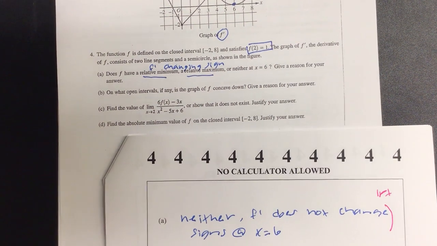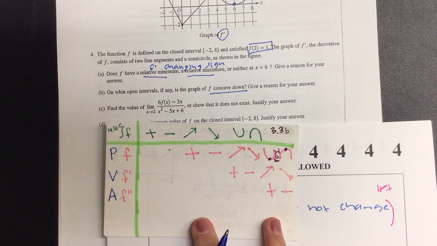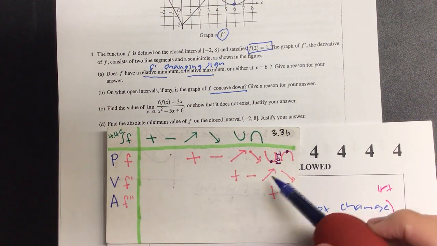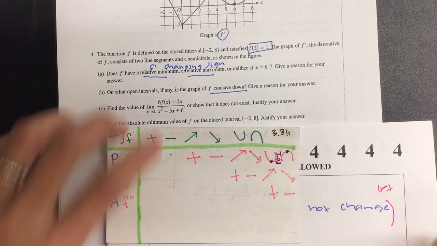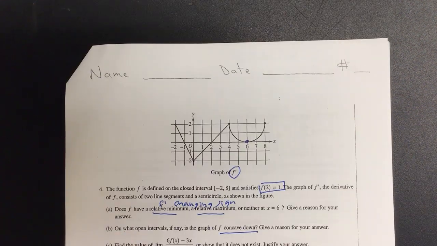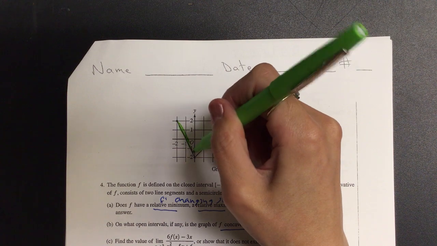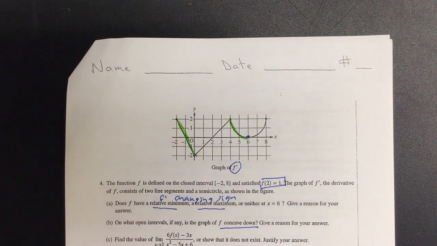So we're looking at concave down. The original graph is concave up if f prime is going up. It is concave down if f prime is going down. So let's look at where the graph is going down. Our graph is going down in two different intervals. Here it's going down, and here it's going down. So we'll need one union.